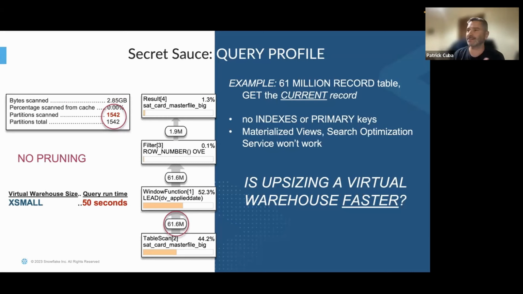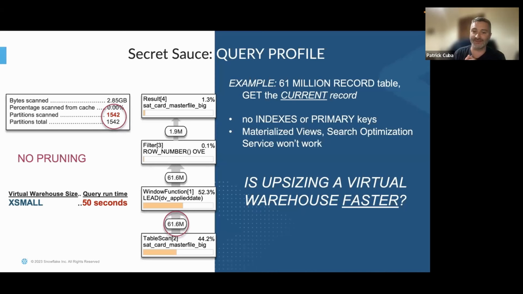What's the magic trick? So I did a demo with 61 million records, and the task was, all right, let me get to the active record. And this ran for 50 seconds. Not too bad. It's still below the 60 second charge for a warehouse. After 60 seconds, Snowflake charges every second after that. So you need to make sure you use those 60 seconds wisely, right?